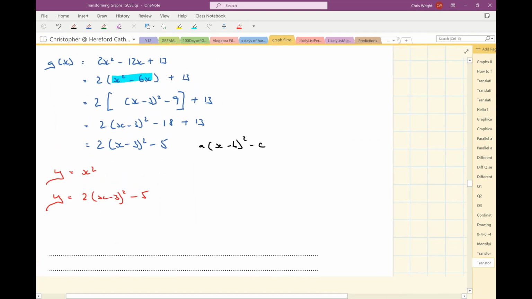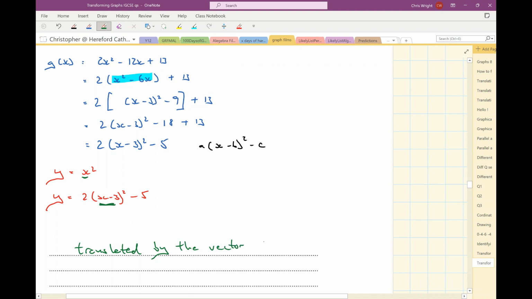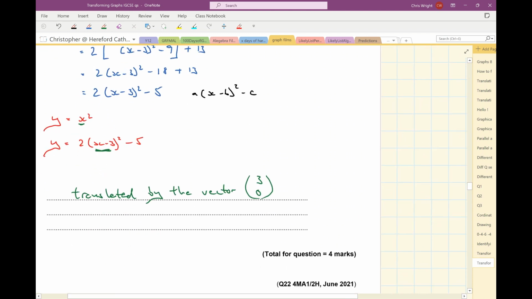Well, you can read off each of the translations now. First of all, you can see that instead of being a function of x, it's a function of x minus 3. That means that the graph has been translated 3 to the right, so it's been translated by the vector 3, 0. Then that has been multiplied by 2, hasn't it? So that's going to be a change outside of the bracket. So that's a stretch of 2 in the y direction because it's outside the bracket.